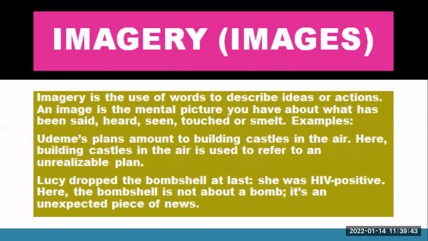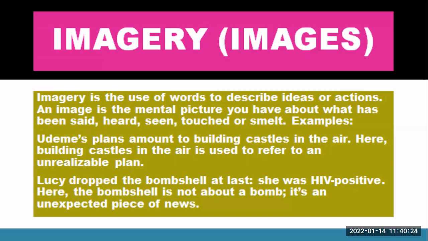And then we need images to be able to decode or figure out the meaning of the idiom. Now, imagery is the use of words to describe ideas or actions. An image is the mental picture you have about what has been said, heard, seen, touched, or smelled. For example, if you say Udeme's plans amount to building castles in the air, building castles in the air is used to refer to an unrealizable plan.